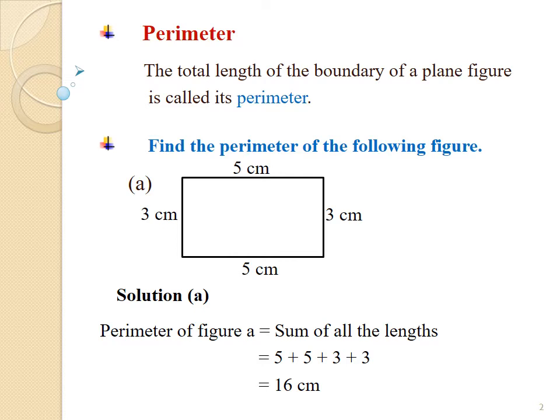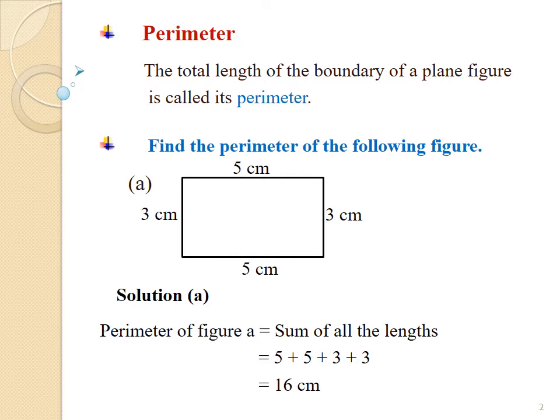So now let us solve question number 1. Find the perimeter of the following figure. Students, we come to know that perimeter is the total length of the boundary of a closed figure. Students, we know that when the word total is given, we have to add. Thus, in order to find out the perimeter of this figure, we have to add the length of this plane closed figure. Thus, perimeter of a figure equals the sum of all the lengths.